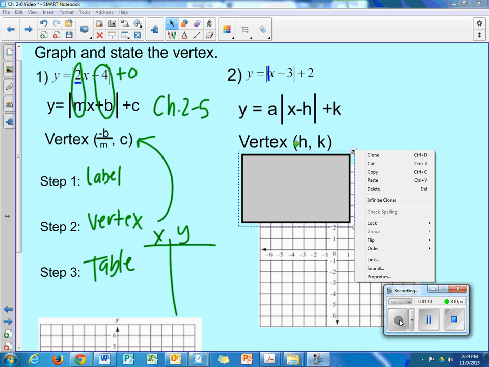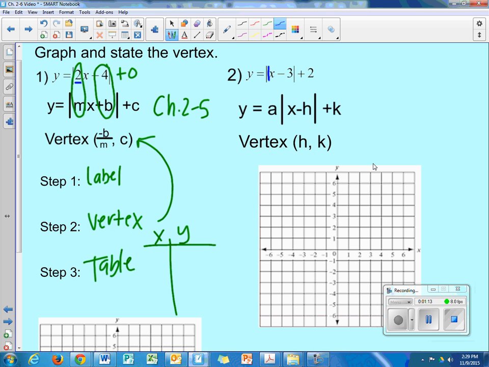And why is that? Notice that the parent function of this equation is absolute value of x. That means absolute value of x goes up 1, right 1 starting from the origin, and you do that on both sides. Absolute value is always a V shape. From here, you would do the shifts.